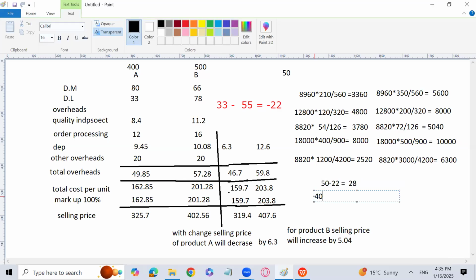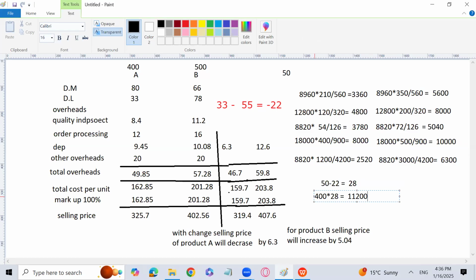And how many units are we producing? 400 into 28. So overall, 11,200, we are getting 11,200 extra benefit in cost. This is the profit, because if cost decreases by 11,200, profit will obviously increase by 11,200. So we are getting a benefit of 11,200.